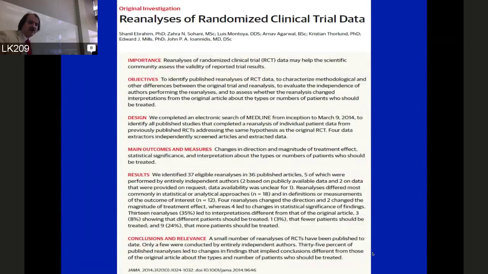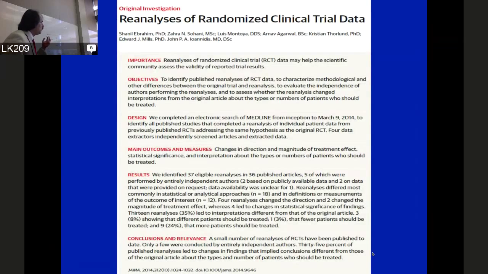This is some work that we did with Shanil Ebrahim, who was a fellow with METRICS, looking at reanalysis of clinical trials. So this is not replication in terms of doing yet another study, but reanalyzing the same data for the same outcome. And this is clinical trials, so seemingly it should be the end product, maybe the most trustworthy and most rigorous type of research. Nevertheless, we found that 35% of these reanalyses had concluded that the final word, whether patients should be treated or not, or who are the patients to be treated, was different in the reanalysis versus the original paper.